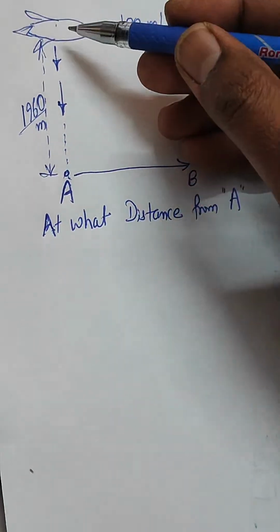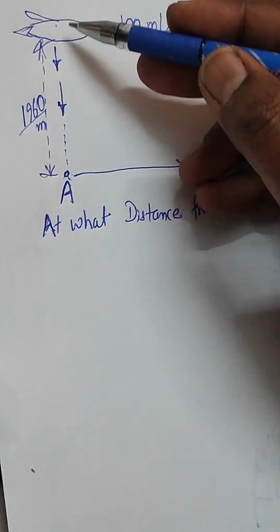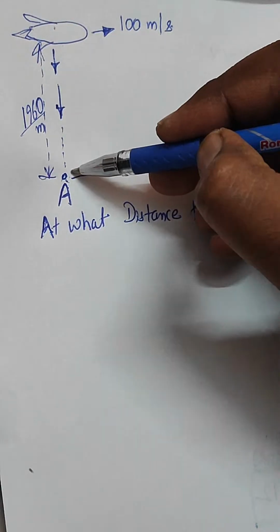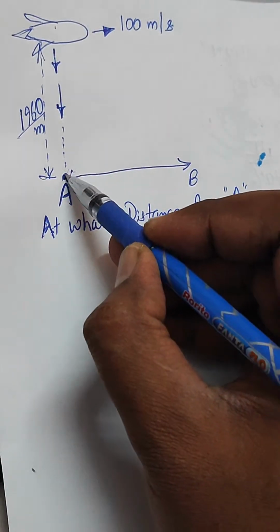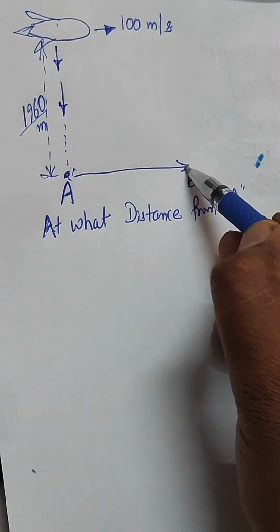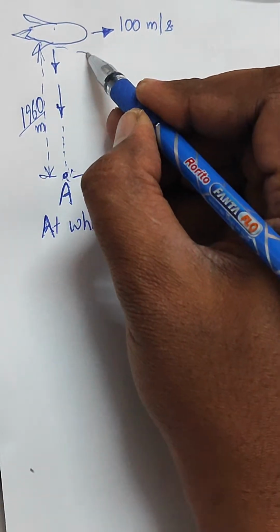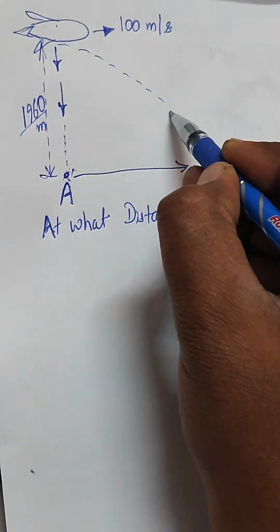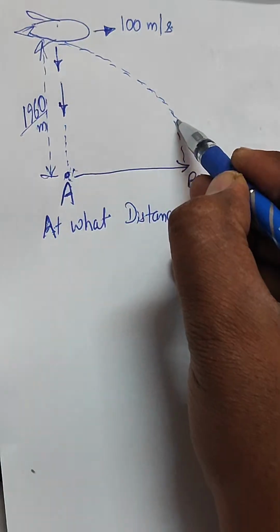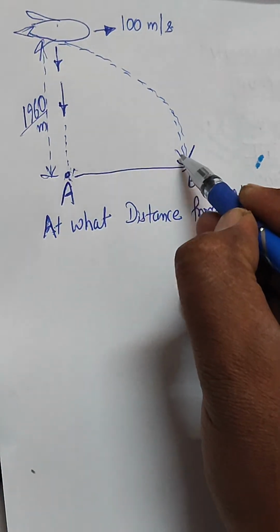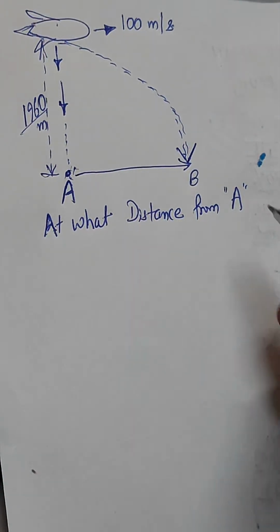Because the bomb is released at A, when the aeroplane is just above A, the bomb is released at this point. But it will not strike directly over here. It will strike at a certain point over here. You can see the projectile motion. If you remember, this will just follow this trajectory, and this will strike at this point.